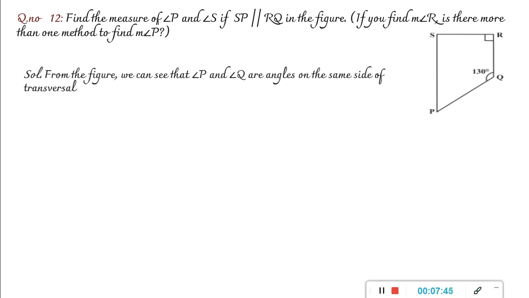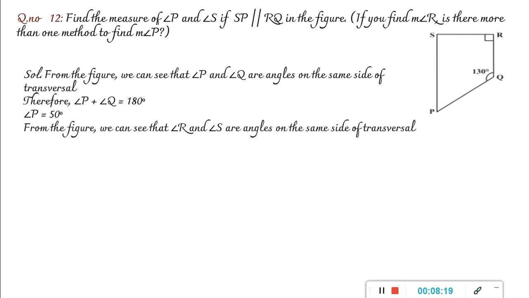Now from the figure we can see that angle P and angle Q are angles on the same side of the transversal, isn't it? So the sum of angles on the same side of the transversal is 180 degree. So angle P plus angle Q is equal to 180 degree. So from that we can find the value of angle P. How? 180 degree minus 130 degree is equal to 50 degree. So here we got angle P is equal to 50 degree. That is one way to find the value of angle P.